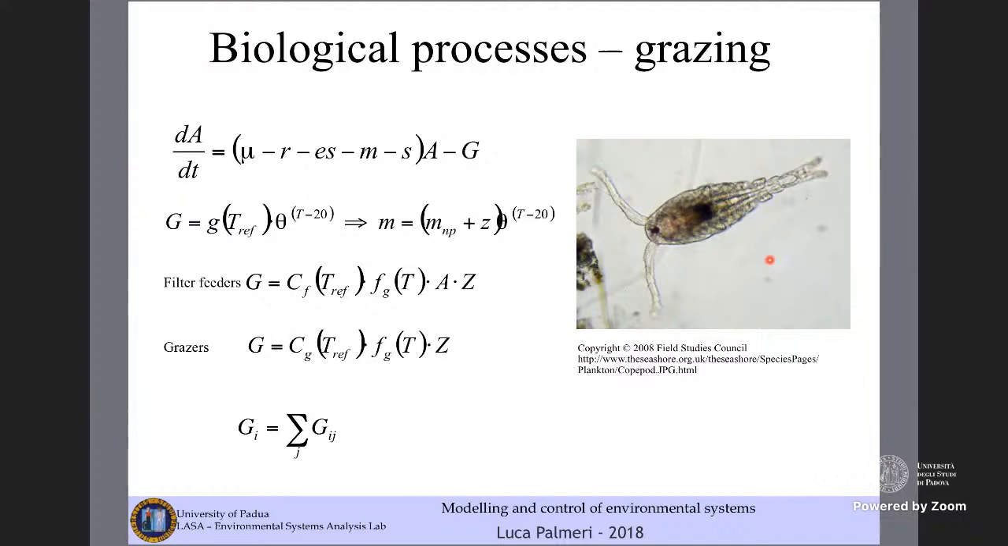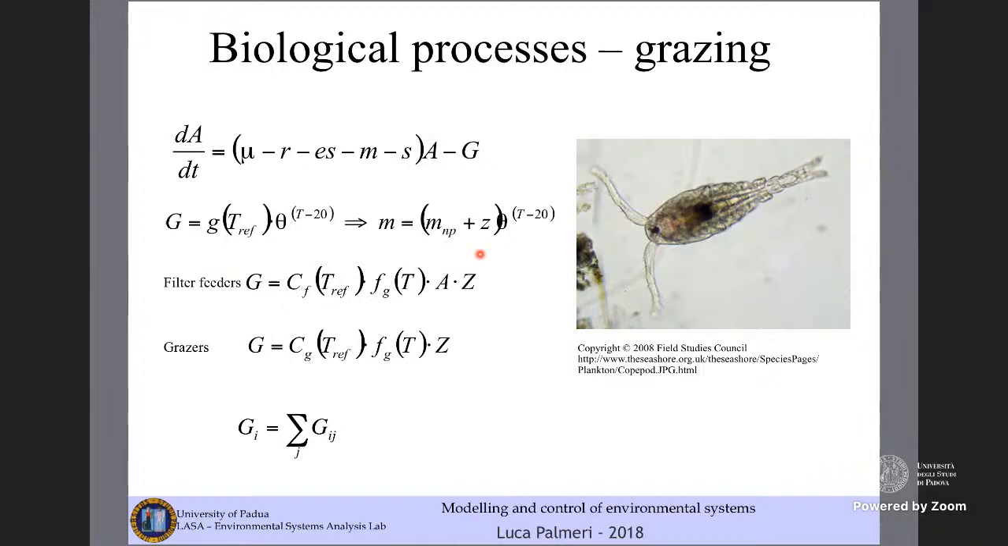Again, we have several ways of modeling these effects. In general, we may say that we have a reference effect, but it depends again, as always, on the temperature. We may include the mortality due to grazing into the mortality terms, for example by splitting these terms into a non-predatory mortality and into a term that depends on the quantity of zooplankton.